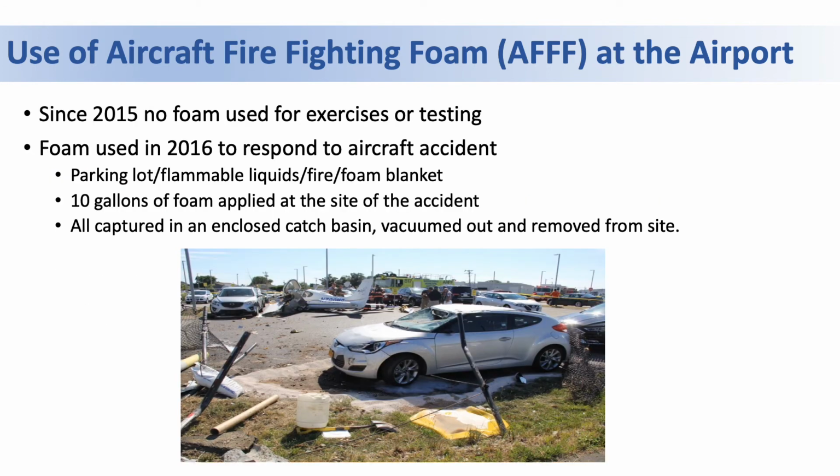Use of aircraft firefighting foam at the airport has been limited. Since 2015, this foam has not been used for exercises or for annual testing. The last time the foam was used to respond to an aircraft accident was in 2016. The foam acts as a blanket, putting out flammable liquids in fire. It was done so in the parking lot during this accident. 10 gallons of foam were applied at the scene. All of the 10 gallons were captured in an enclosed catch basin, vacuumed out, and removed from the site.